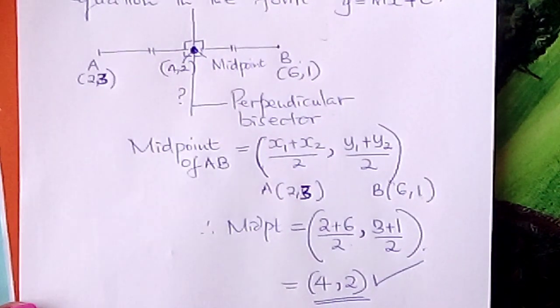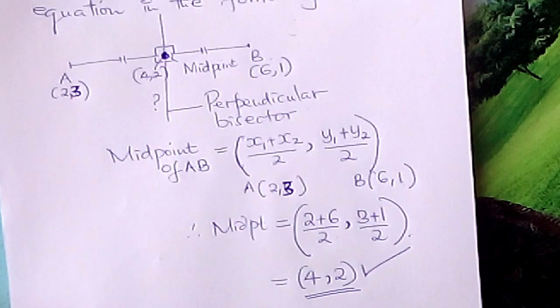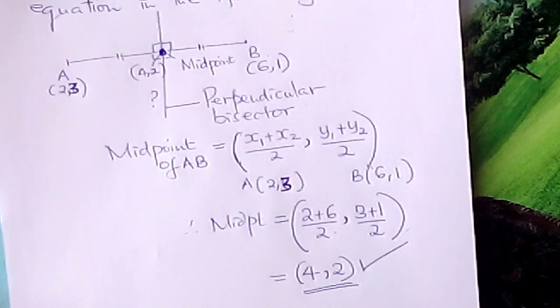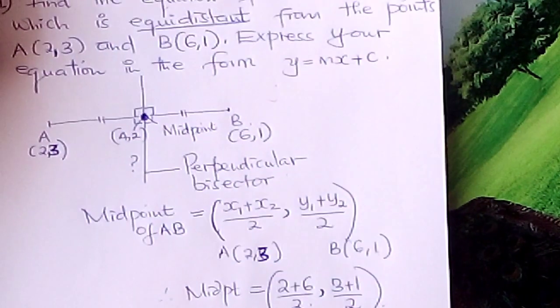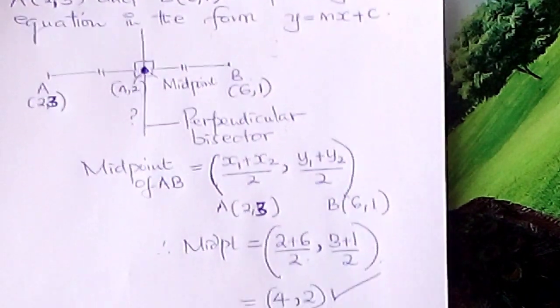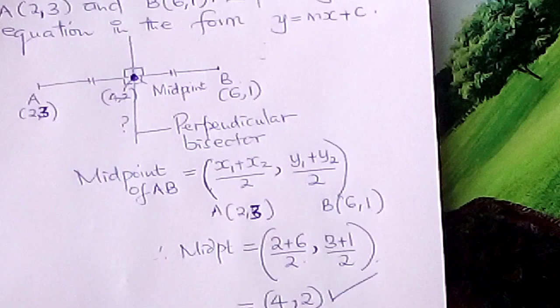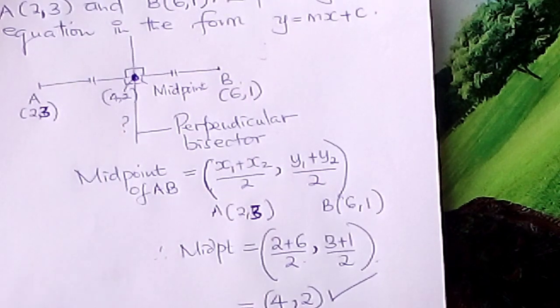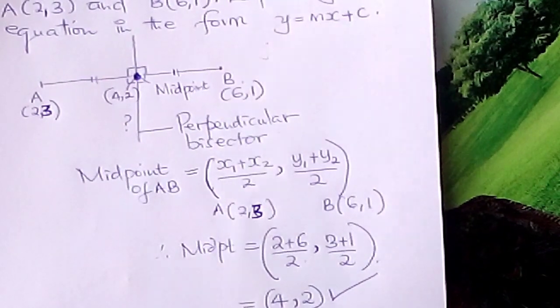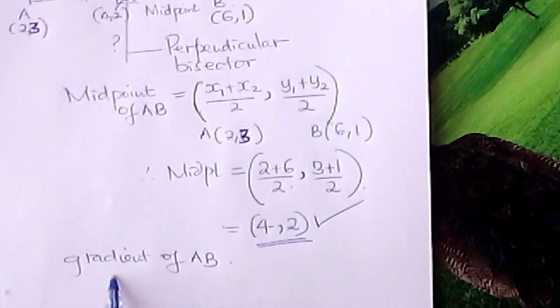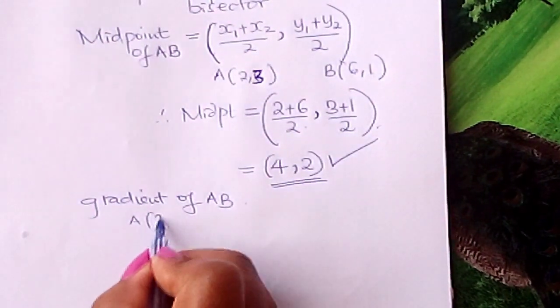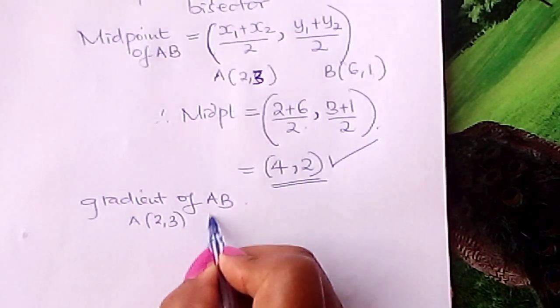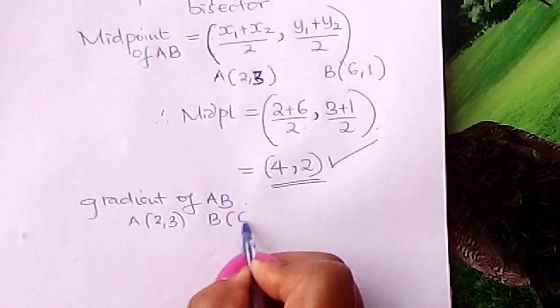From there, learner, we get the gradient. We now get the gradient of AB, the gradient of line AB. Gradient of line AB is what, learner? You have your A, which is at (2, 3), and you have B, which is at (6, 1).